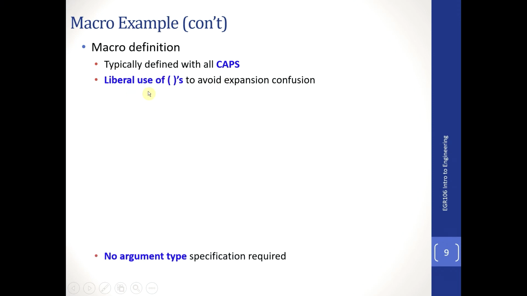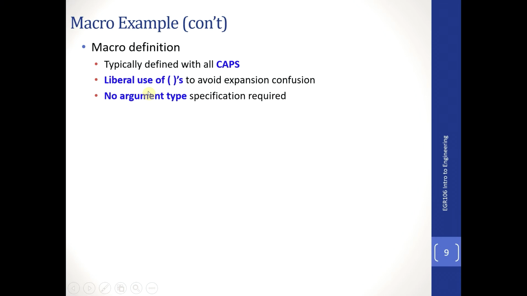Macros are almost always defined with all caps. They can and will work without that, but people may not understand that they're a macro. So generally, stylistically, we define them with all caps. The use of parentheses can get confusing, especially if you have a lot of inputs in your macro. So try and limit the use of those, or at least put spaces between them. Again, we don't specify a data type or a return type. There's no data type specification whatsoever with a macro.